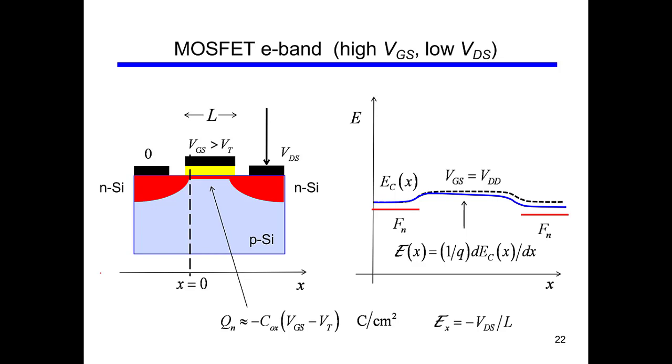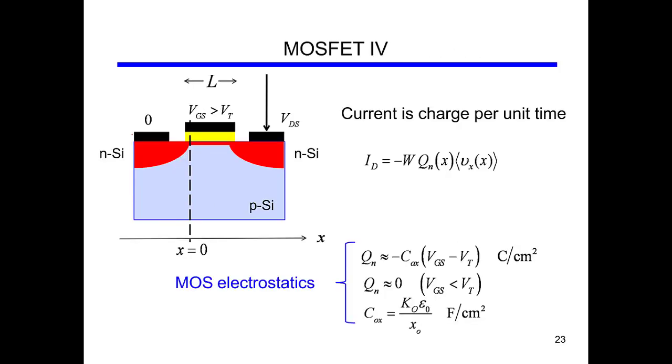We also know the equation for, for example, the electric field. So this is the electric field. It is the voltage in the channel, which is VDS, divided by the length of the channel. So this is the voltage in the channel. Okay. Now, as we know that current is charge per unit time, we can also write it as charge times velocity.